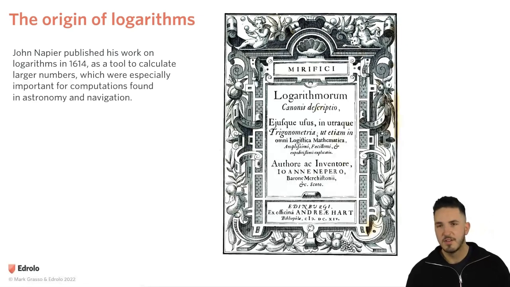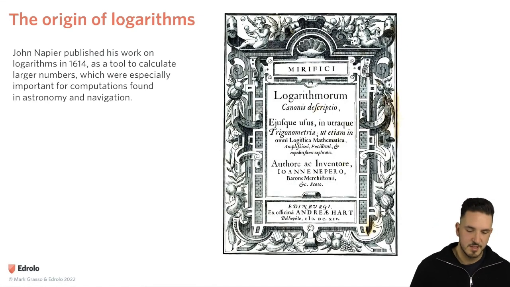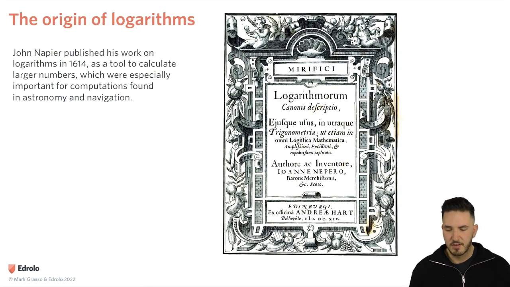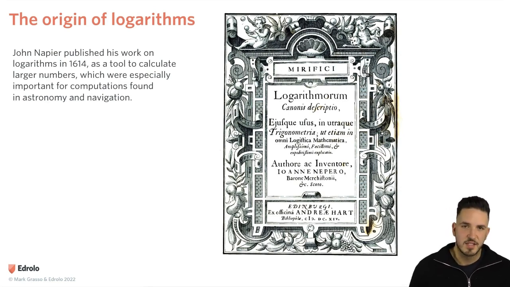So the origin of logarithms. John Napier published his work on logarithms in 1614 as a tool to calculate large numbers. These were particularly important for computations found in astronomy and navigation. So a little bit of a fun fact of where logarithms came from. And again, you can look up his story to find out a little bit more information, as we embark on our work on logarithms for this part of the topic.